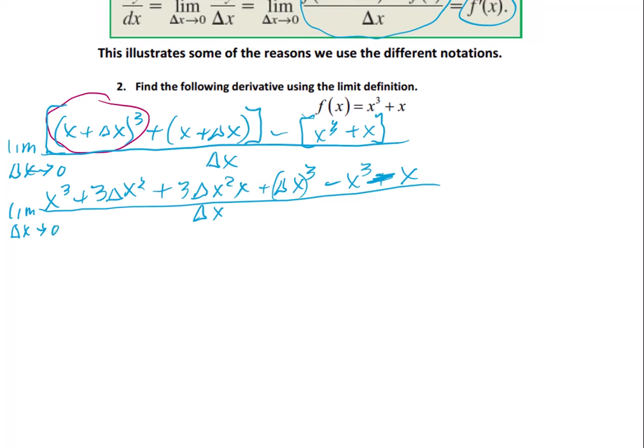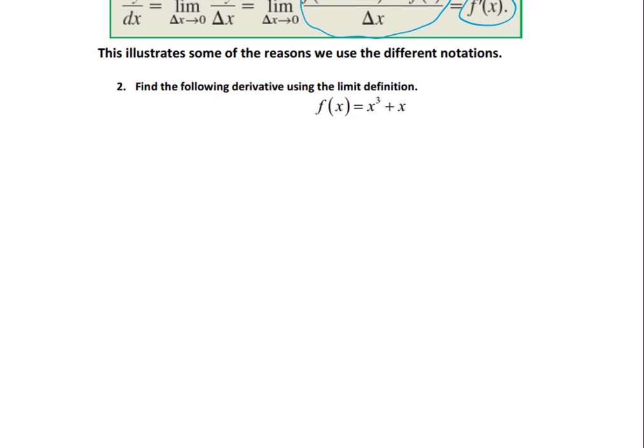Okay, let's see what cancels. So my x cubes do, is that it? Yeah, I think it is.